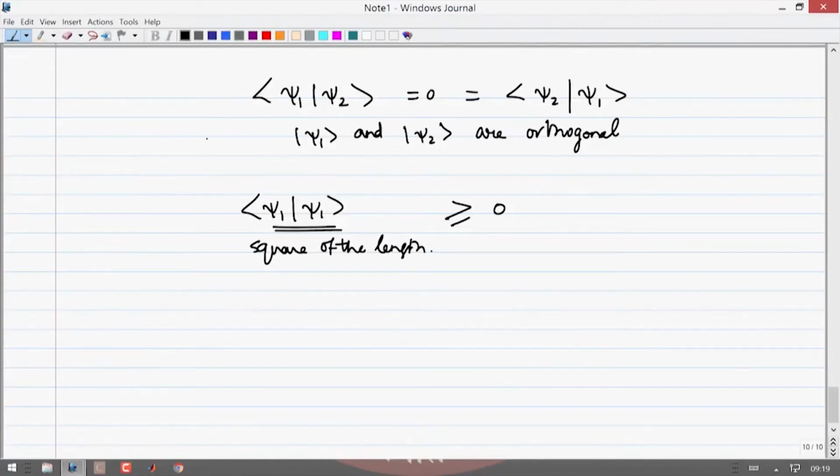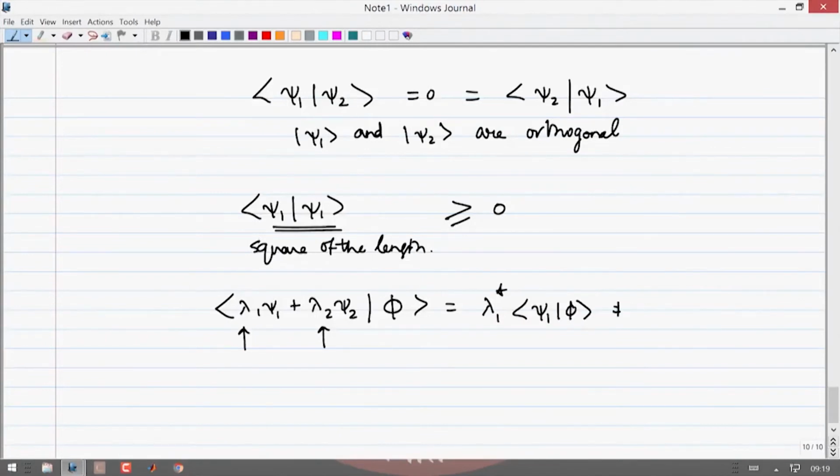Now, another important property is what if the linear combination is a bra vector. If you do that, the coefficients for the bra vector, if you recall the postulates, the bracket notation earlier, the coefficients come out as complex conjugates: lambda 1 star, then you have psi 1 phi plus lambda 2 star psi 2 phi.